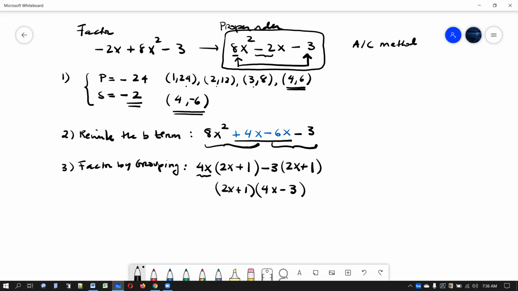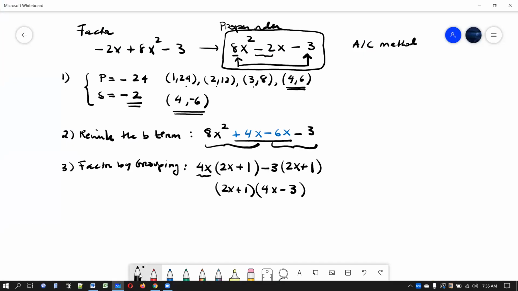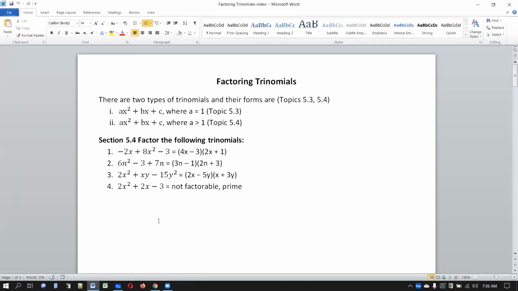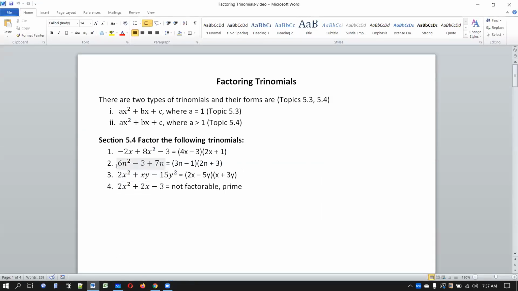I'm going to go back to my Word document to make sure that I got the right answer. 4x minus 3, 2x plus 1. Yes, it's in a different order, but this order is okay. Okay, so this is our first problem. Let's take a look at the next problem.